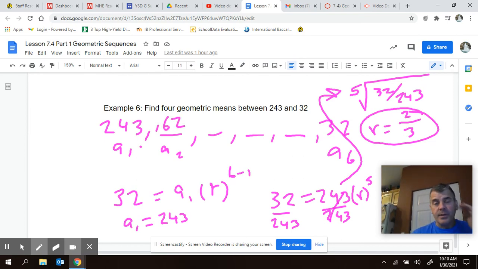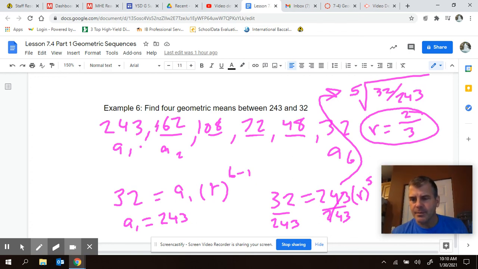And then if I take 2/3 times 162, we're going to get 108. And again, this is right here in the text. You can just follow this. And then 2/3 times 108 is going to give us 72. And 72 times 2/3 gives us 48. That's finding the geometric means between two numbers in a sequence.